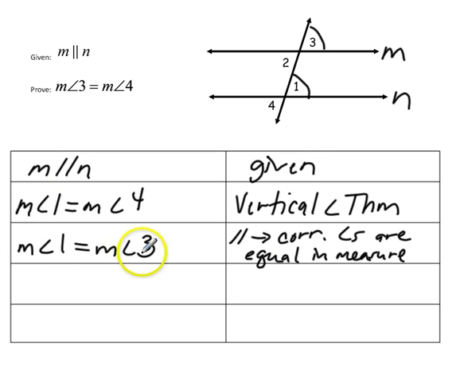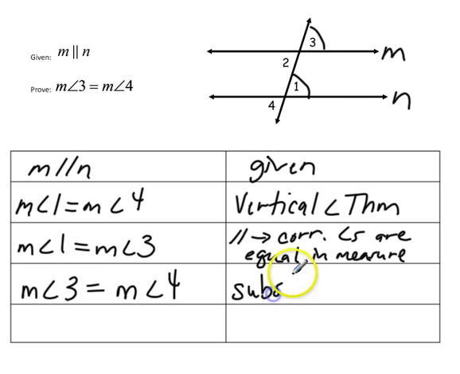And then when you have two different angles equal to the same angle, substitution says that those angles are equal to each other. Measure of angle 3 is equal to the measure of angle 4 by substitution. That's it.